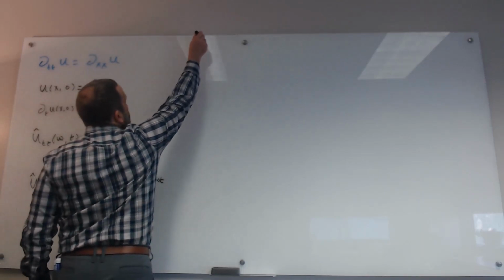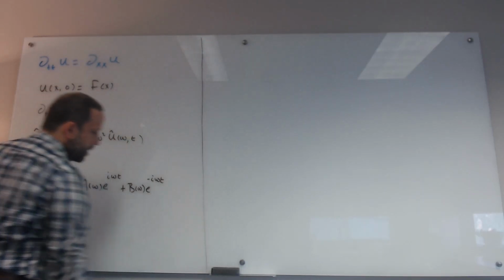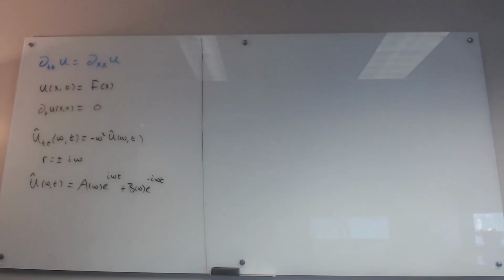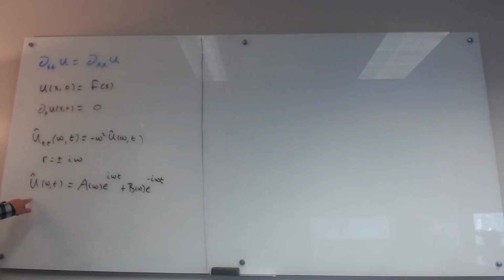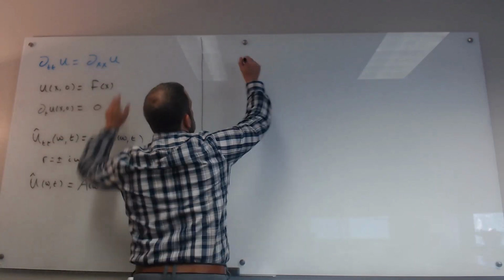Okay, so everything I've said so far works completely whether or not we're dealing with these initial conditions, f of x and 0, or 0 and g of x. It doesn't matter. Everything up to here is the same no matter what the initial conditions are. But now let's start bringing in the initial conditions. So when t is equal to 0, as we've seen several times, this is just going to be the Fourier transform of the initial data.